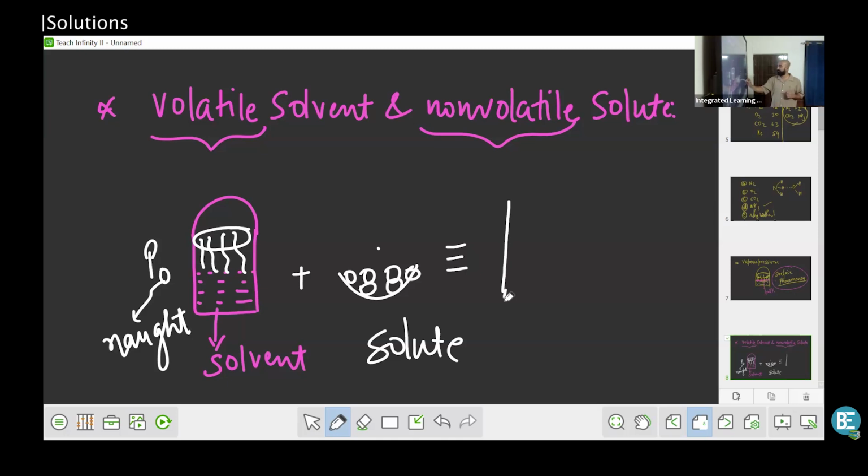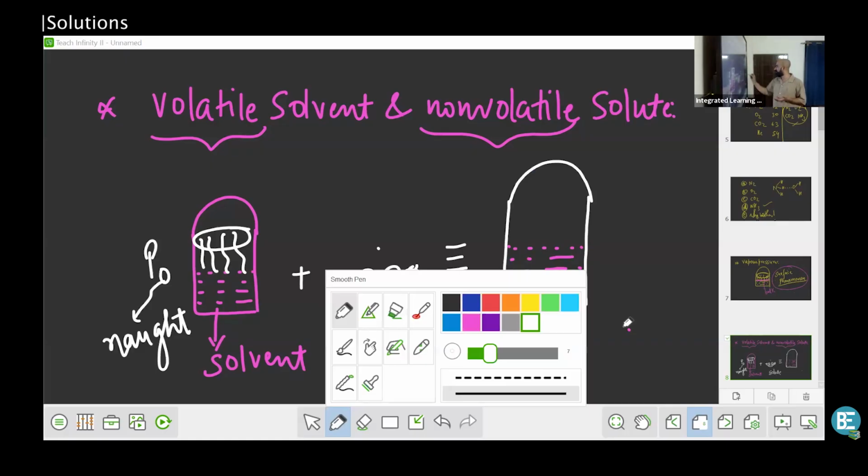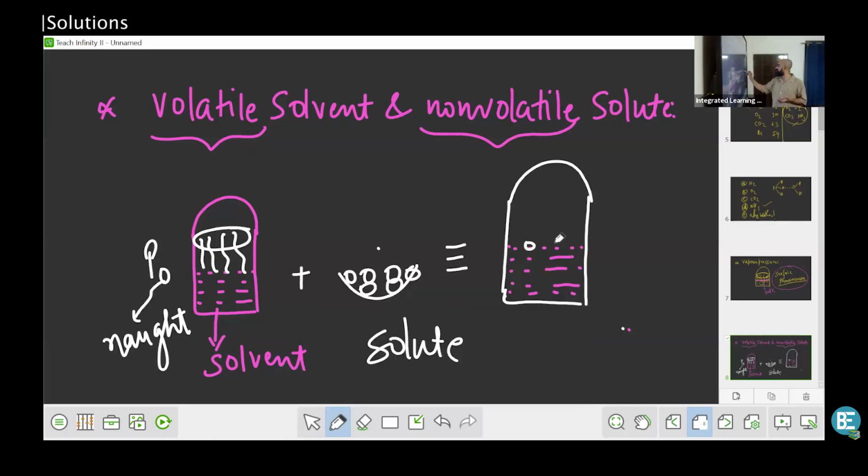सो सपोज कर लेते हैं यहाँ पे ऐसे बन गया. जस्ट ट्राई टू अंडरस्टैंड दिस टॉपिक. नाउ व्हाट विल हैपन, solvent was the pink one, so I'm adding pink here. Now think about it. Earlier it was pure solvent. Now I have added some stones. Suppose they are very light stones. Okay. So some stones will occupy the surface.